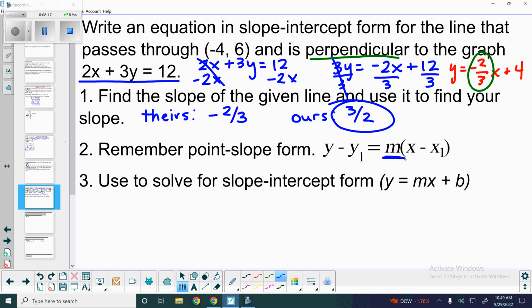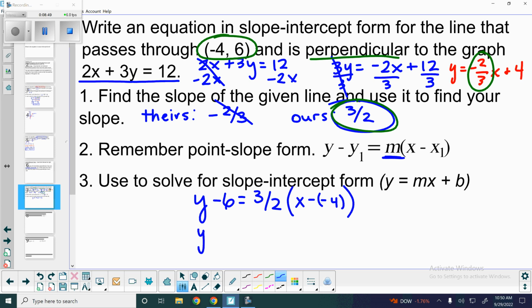So now we can finally use point slope form, use the point that was given to you way back here, -4, 6, and the slope that we just found of 3/2. So when I sub those in, y minus y1, so y minus 6, that comes from the ordered pair. M is 3/2. Again, make sure that we're using our slope. We don't want to use their slope. We only needed that for a second. And then x minus the x point from our coordinates, so -4.